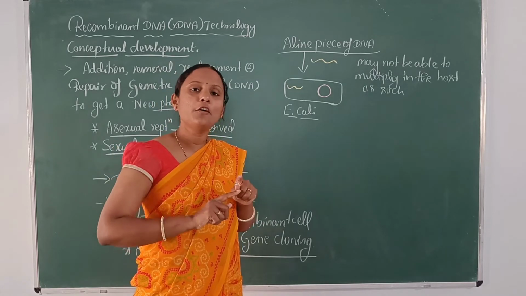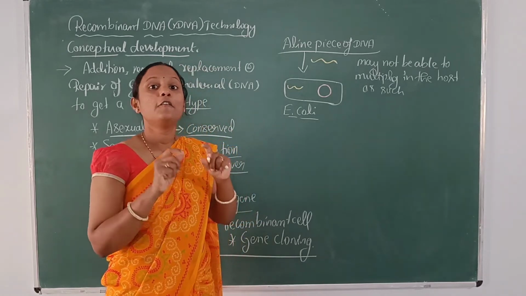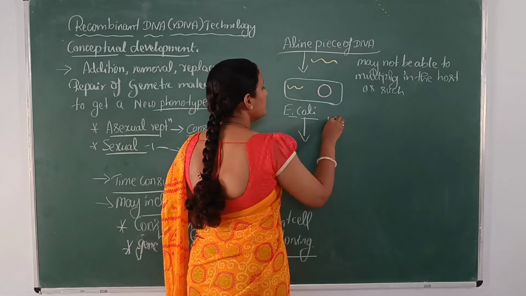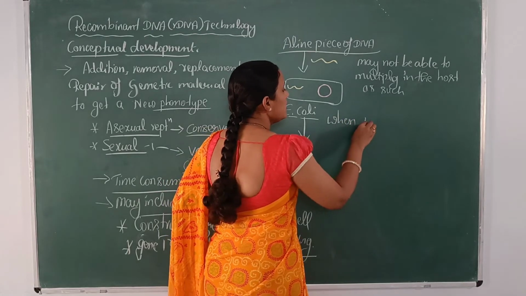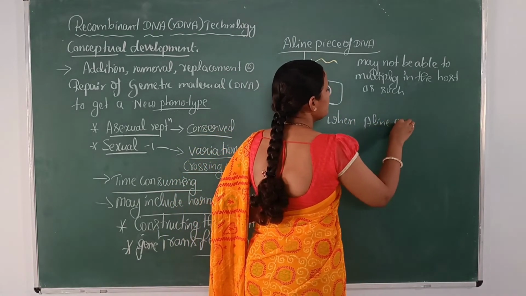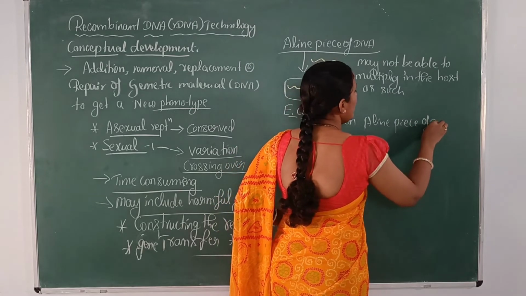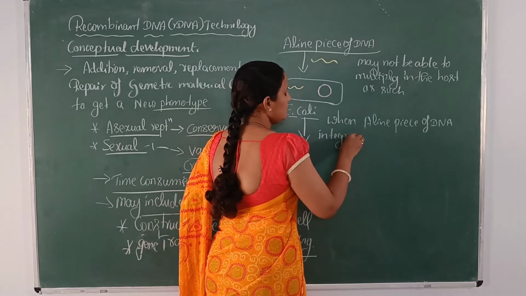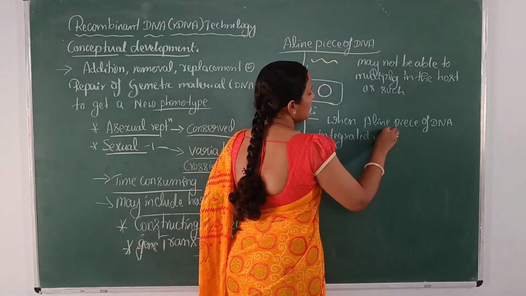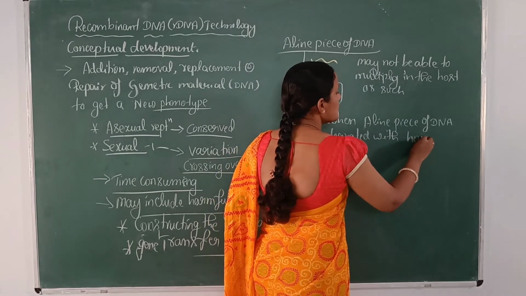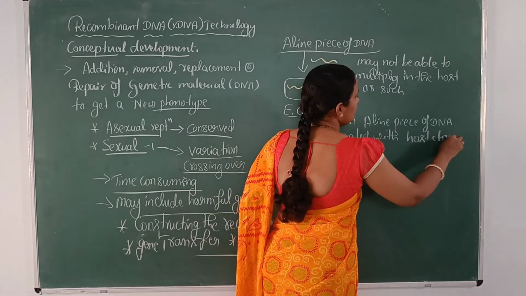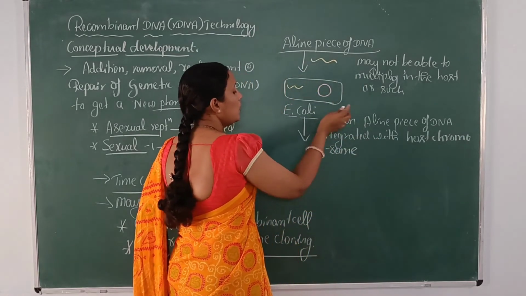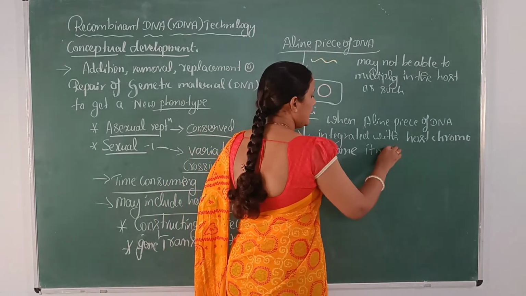There is a possibility of replication when the alien piece of DNA is integrated with the host chromosome. Whenever it integrates with the host chromosome, it may divide.